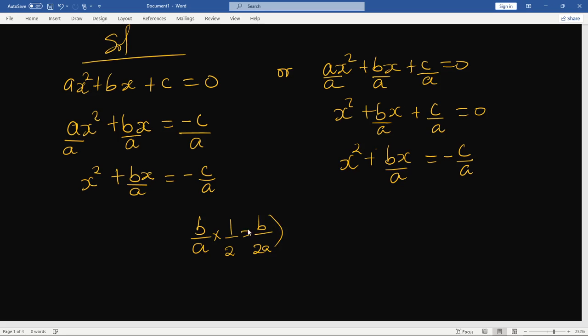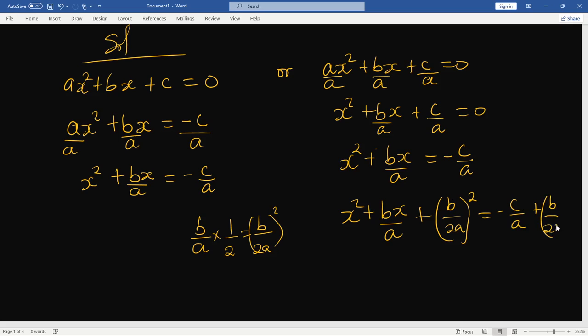Now this value that we get here, we're going to square it and we add it on both sides of the equation so that the equation still maintains balance. So here we're going to have x squared plus bx over a plus the square of this, which is b over 2a squared, equal to negative c over a plus again the same term, we add it on both sides of the equation, b over 2a squared.